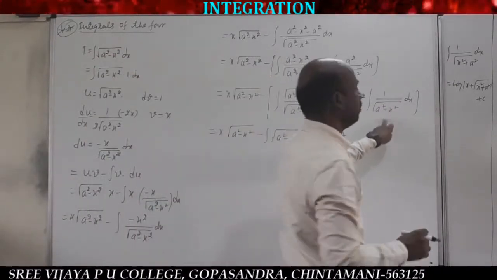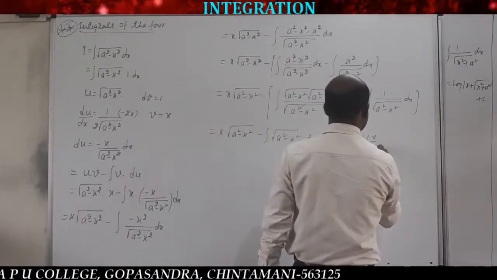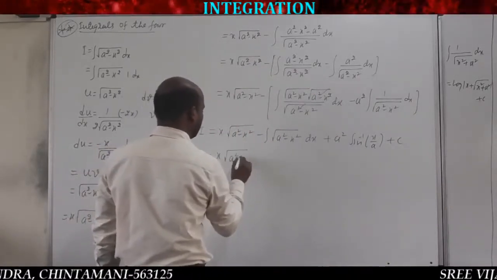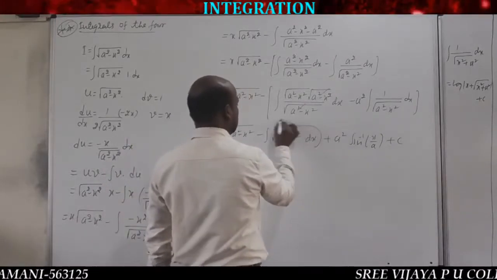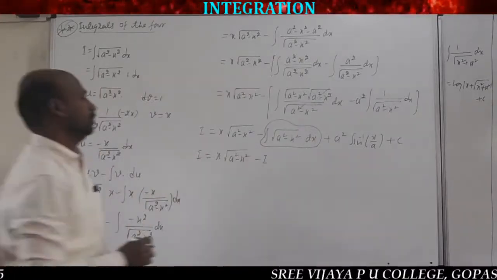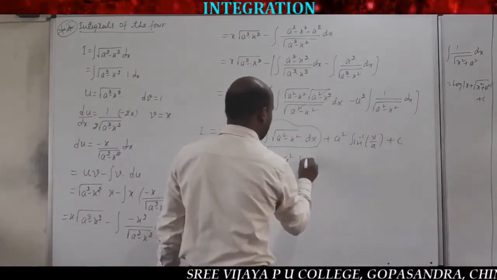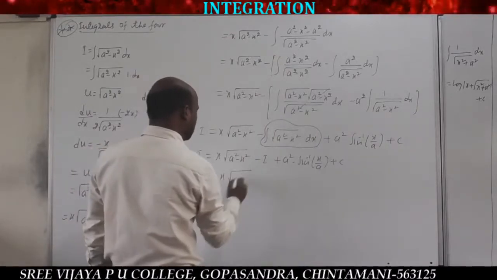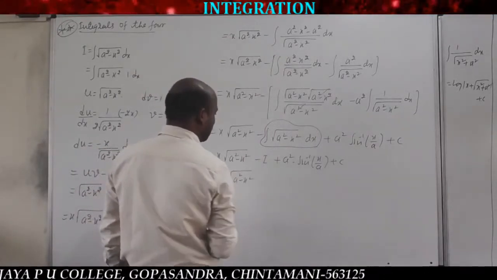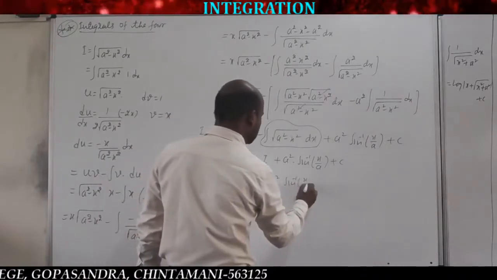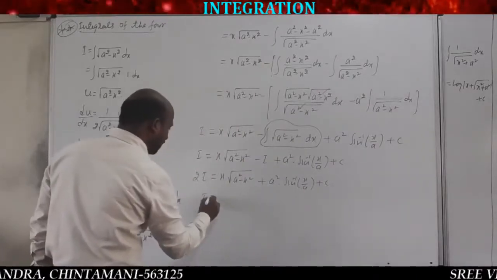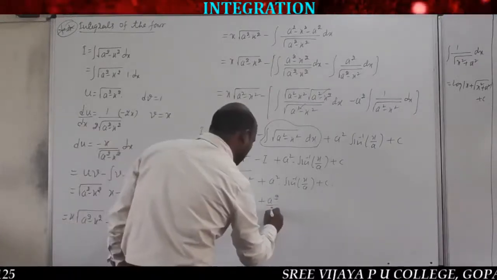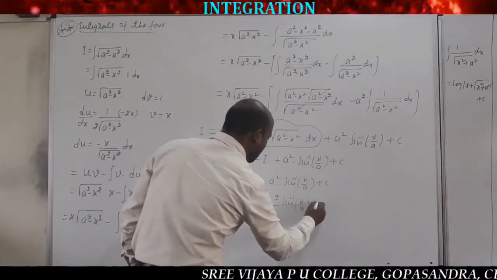Okay. The integral of 1 upon root of a square minus x square is sin inverse of x by a plus c. So I is equal to x into root of a square minus x square minus I, plus a square sin inverse of x by a plus c. So I plus I gives 2I. 2I is equal to x into root of a square minus x square plus a square sin inverse of x by a plus c. So finally I is equal to x by 2 root of a square minus x square plus a square by 2 sin inverse of x by a plus c.